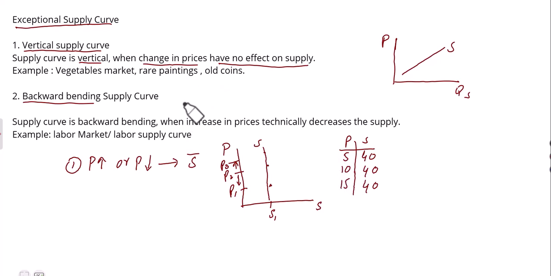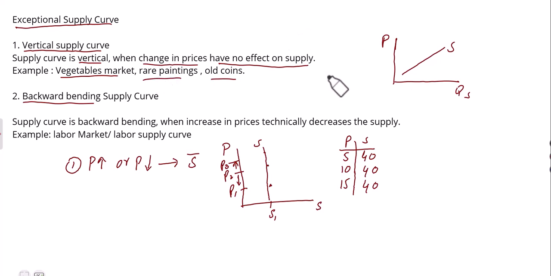Now let's take an example from real life. Here are the examples for the vertical supply curve. A vertical supply curve may exist in the vegetable market, rare paintings and old coins. For example, in vegetable markets, let's talk about the supply of onions or tomatoes. In a single day, you cannot increase the supply of tomatoes at any price because it is an agricultural product and you cannot increase the production of tomatoes in a single day. So the supply curve will be vertical.